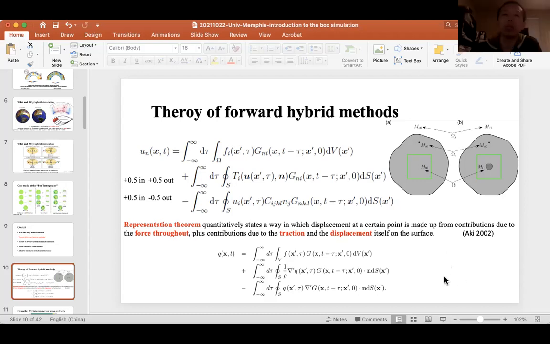So you did a global simulation first and saved the traction and displacement information on the boundary of the target area. And yes, true. And then you use that information to do a simulation again for the target area and compare the two simulations together. True, yes, that's what we did.